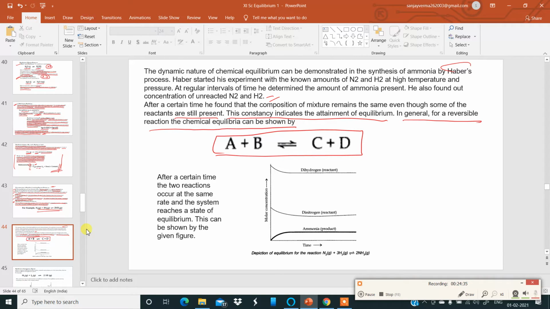Okay, have a look at this graph. Over here, this is molar concentration. Here it is time. Ammonia curve, this is the product. Now here we need hydrogen, the reactant concentration. Then product is formed with time. Depiction of equilibrium for the reaction nitrogen and hydrogen to give ammonia. Okay, this is a graphical representation.